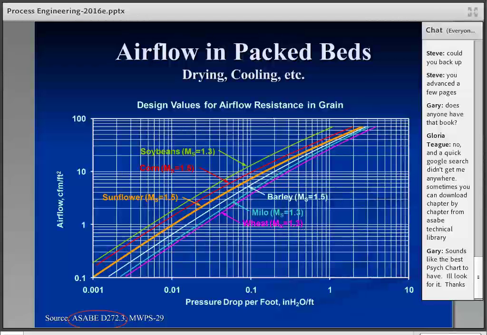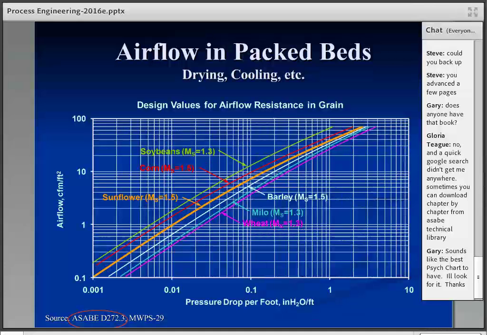ASAE D272.3. That has some equations that on the exam you might not want to use. You might want to use the chart, except there's a problem with the chart: it's raw data taken in the laboratory that shows 30 to 50% less resistance than actually occurs once you have a large volume like you'd be using in a grain drying situation. You're going to get more than what's in the ASAE data. There's a little footnote in here that says that.